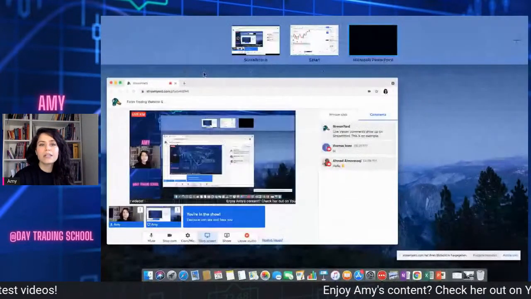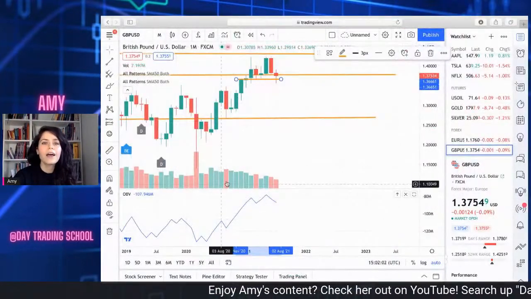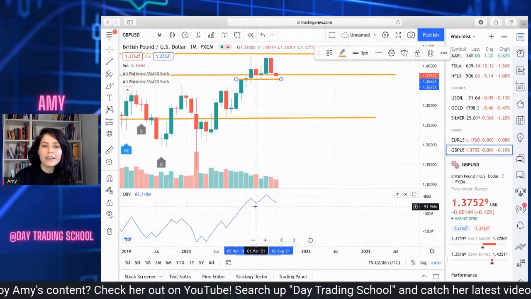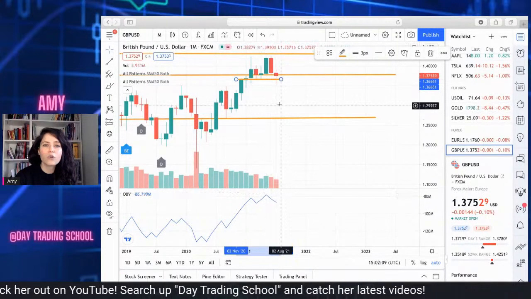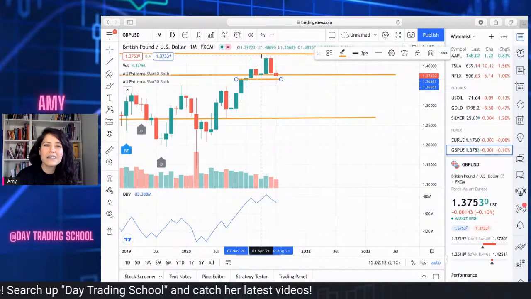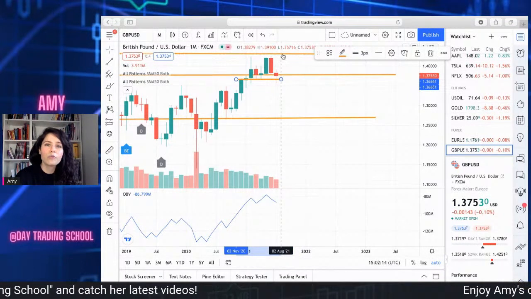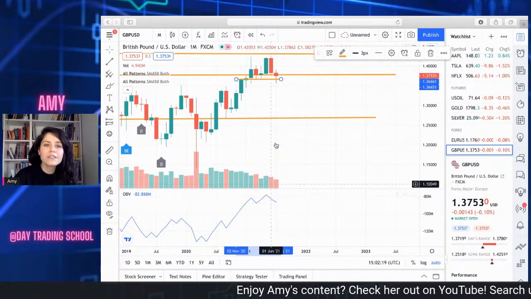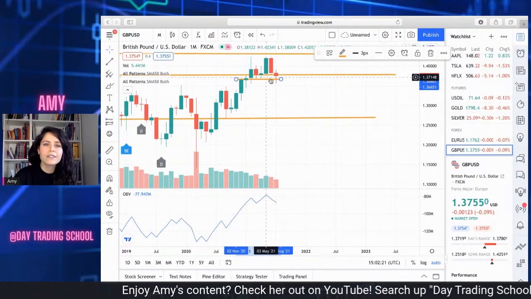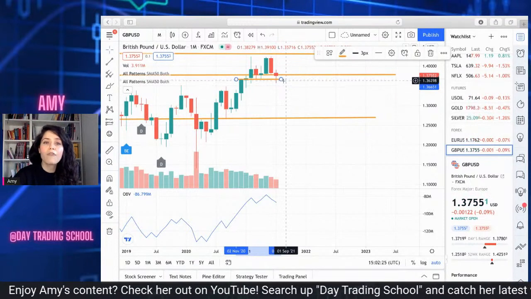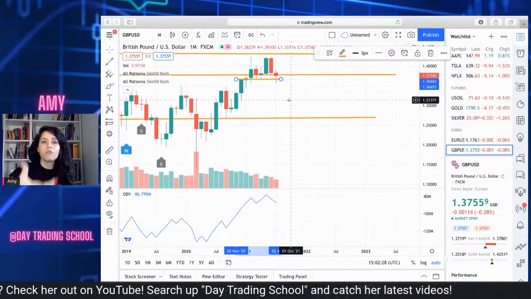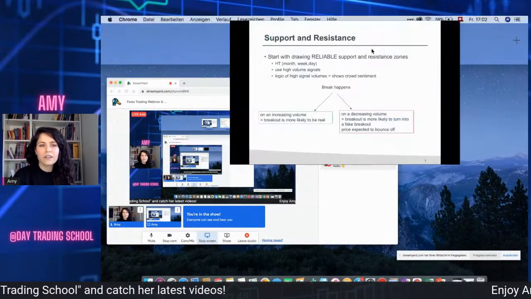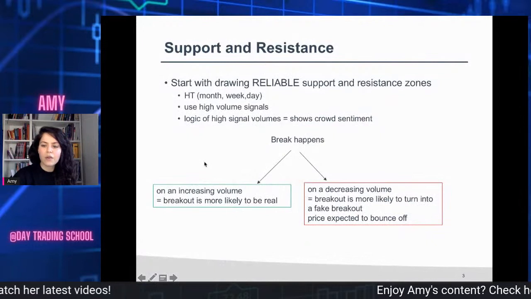So that means, as we can see on this chart, on the monthly level, we first of all had an increasing volume, right? That means if this zone breaks, it is more likely to turn into a real breakout, rather than if this zone right here breaks, this is more likely to become a fake out because of the decreasing volume. Now, this is an important aspect, I think usually doesn't get mentioned that often.